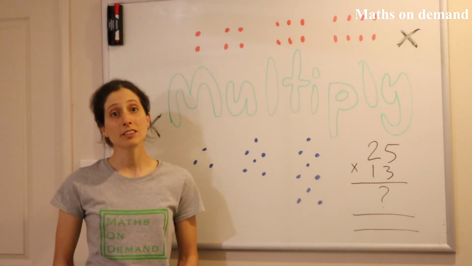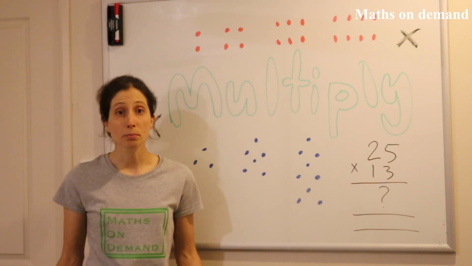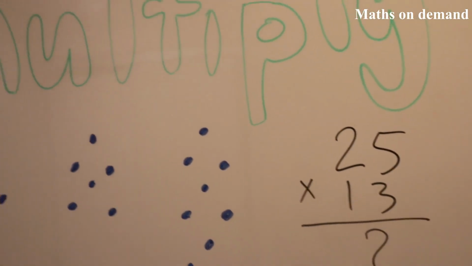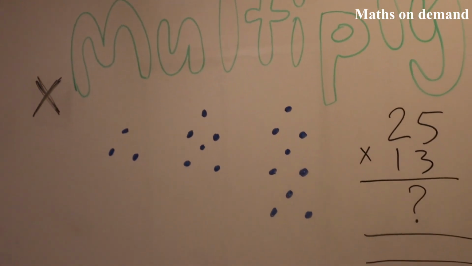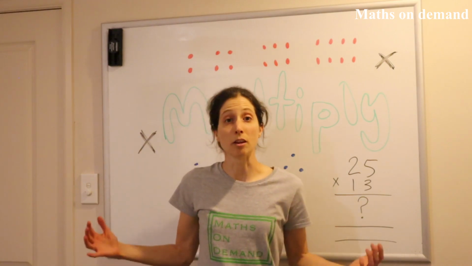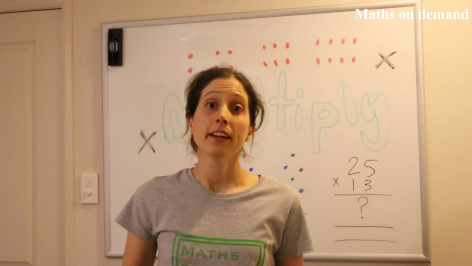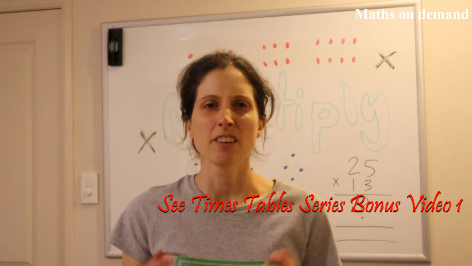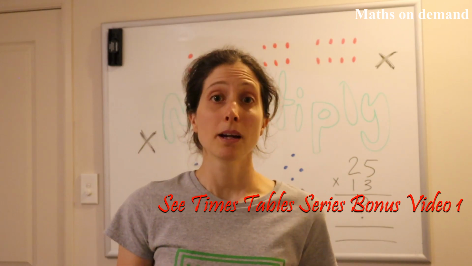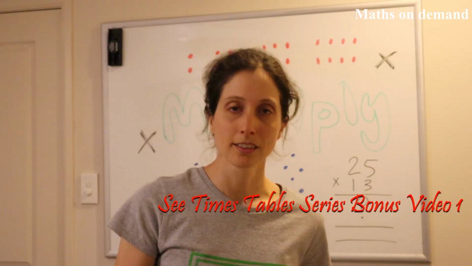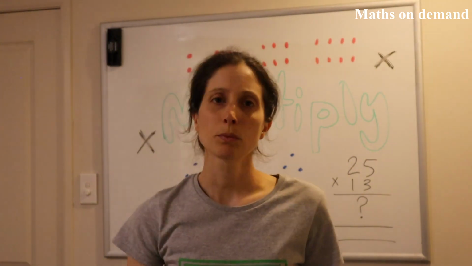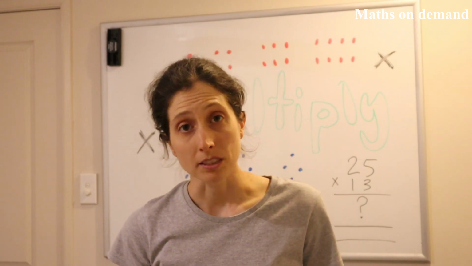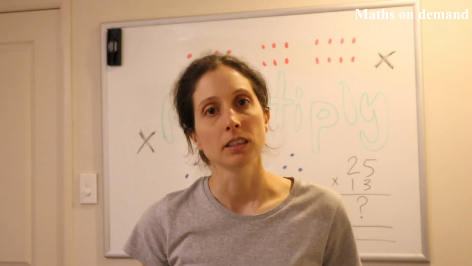In this video, we are going to learn how to use an algorithm for multiplying. If you watched our times table series, then you would have already seen this algorithm in bonus video part 1. If you haven't watched that video, then maybe go and watch that one after this one if you want more practice. Once we know how to multiply small numbers, then we can multiply large numbers by writing them down and using an algorithm to help us.